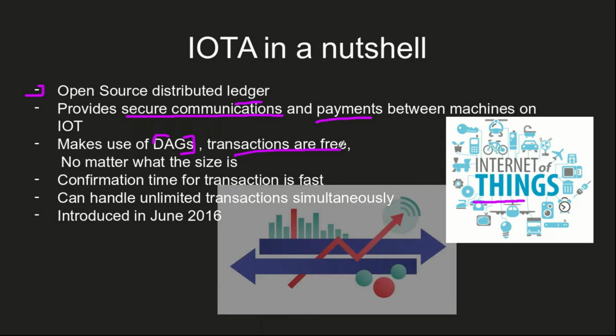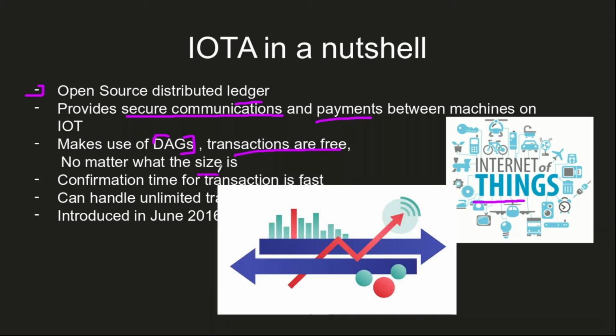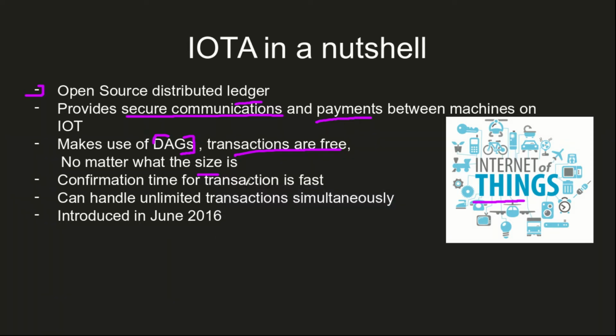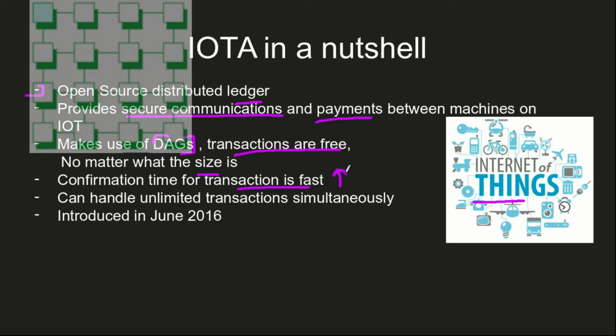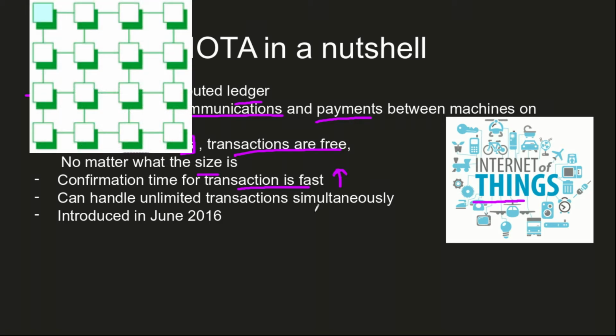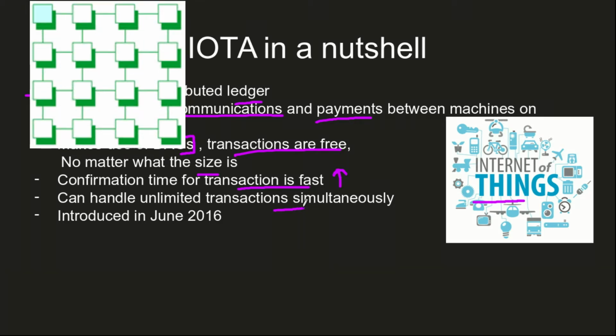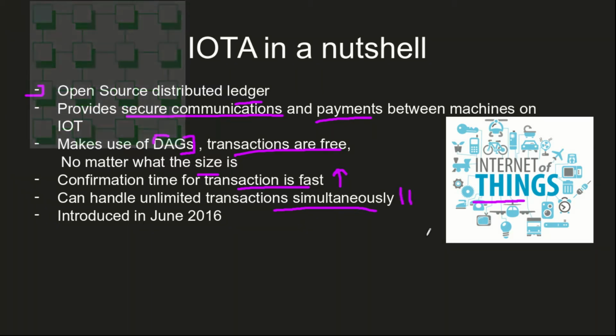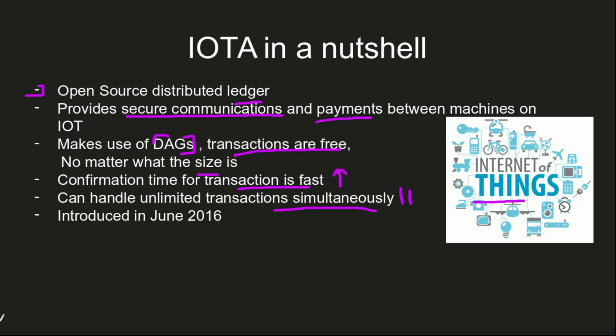IOTA's transactions are free regardless of the size of the transaction. Confirmation times are really fast, and if you're wondering how, don't worry, we have got you covered. It can handle an enormous amount of transactions simultaneously, which helps in improved scalability. FYI, IOTA was founded in 2015, though it was publicly introduced in June 2016, so it's relatively not as new as you may think. So let's break it down.